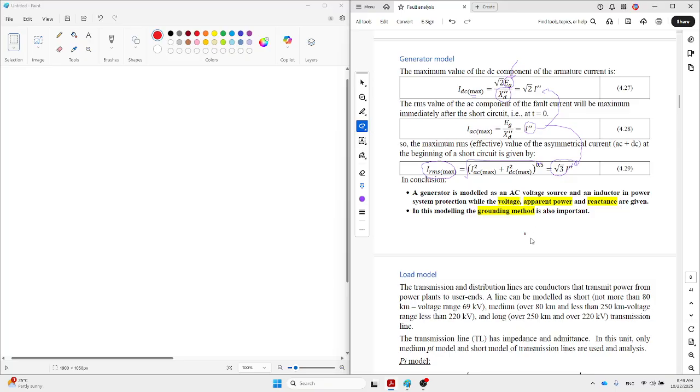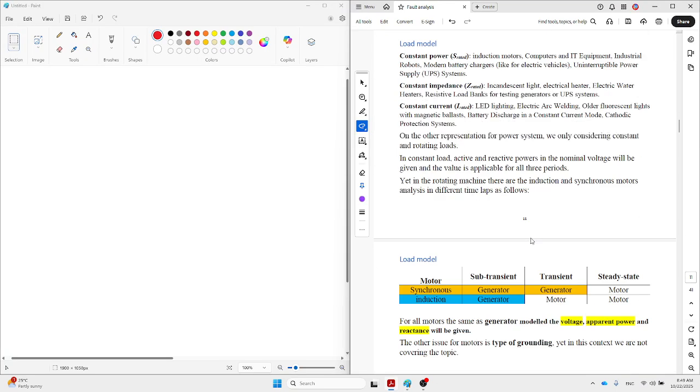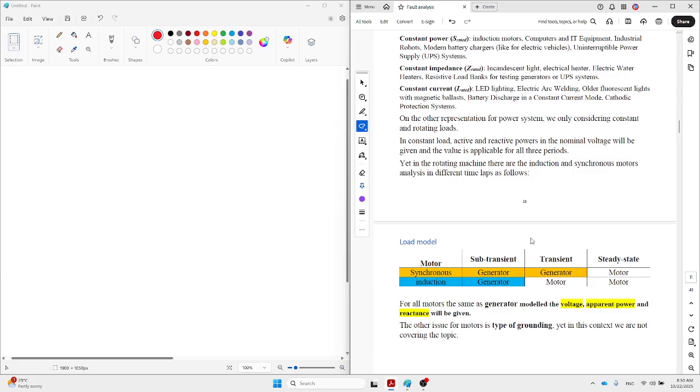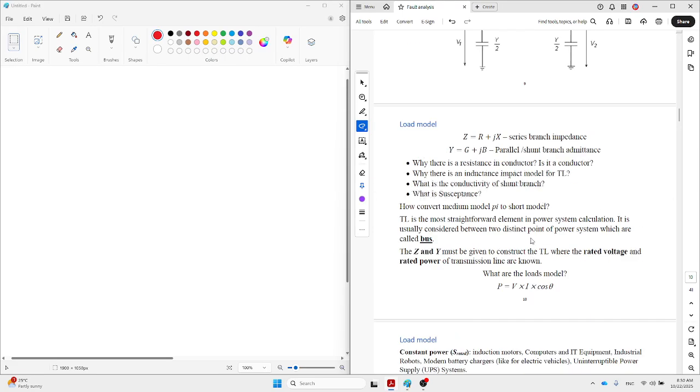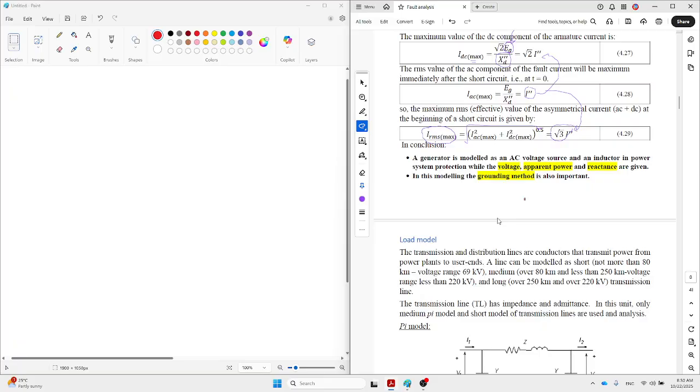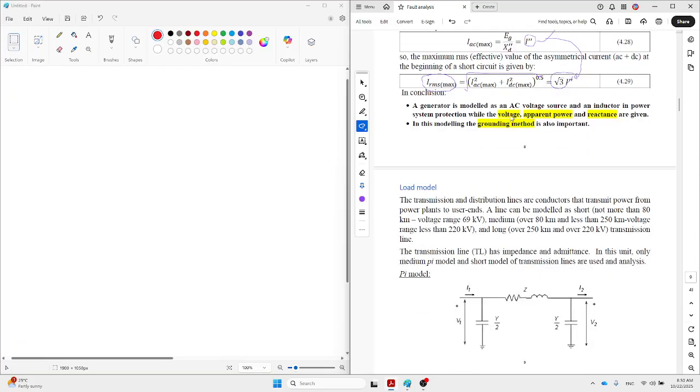Then another important thing I have to mention is here. Okay, later I will describe that one. I explained this one and this one.